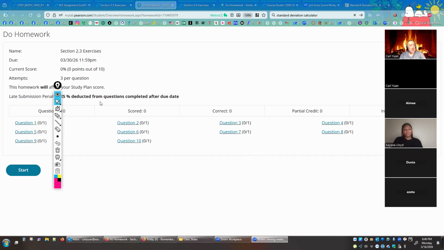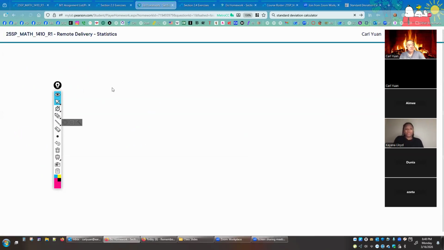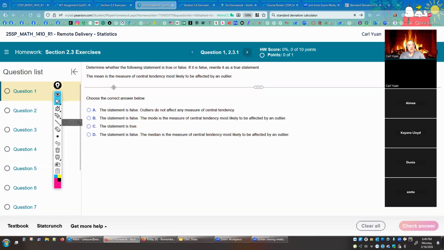Okay, so let's take a look at some problems on 2.3. I'm going to do 1, 4, 7, and 10 probably. So let's look at number 1. Determine whether the following statement is true or false. If it's false, rewrite it as a true statement.